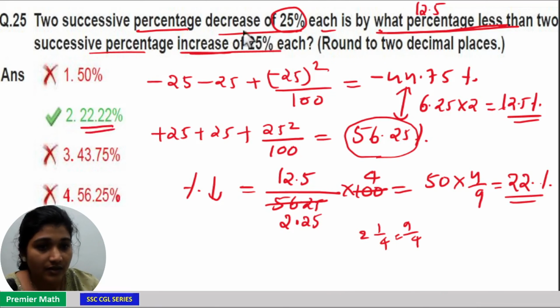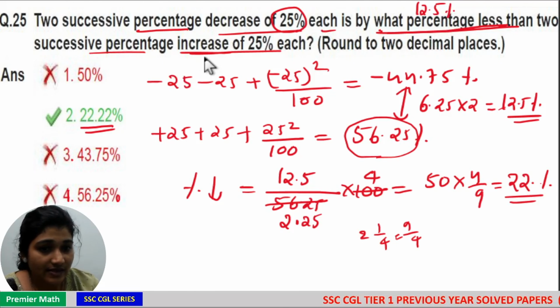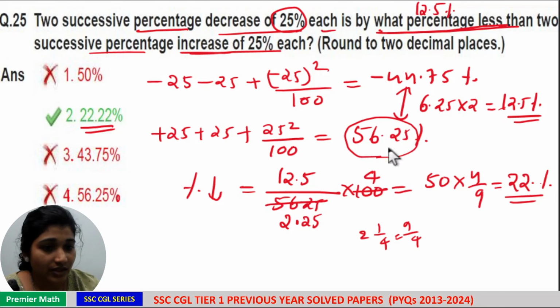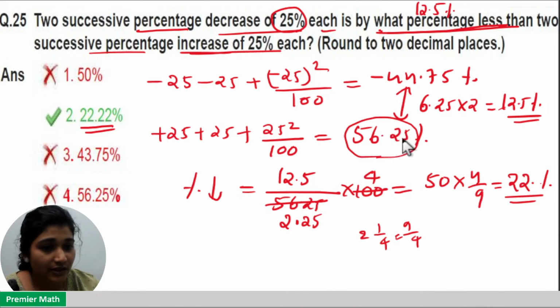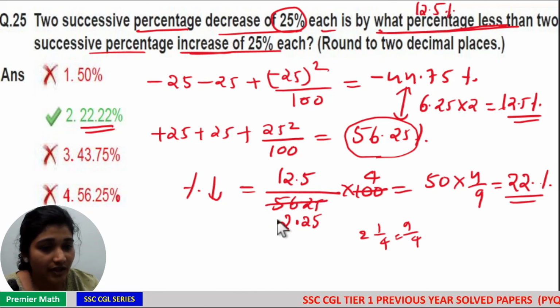That is, here decrement of 25 percent each is 12.5 percent less than increment of 25 percent each. Here increment of 25 percent each is equal to 56.25 percent, that should be in the denominator, and here difference between these two is equal to 12.5 percent, that should be in the numerator.